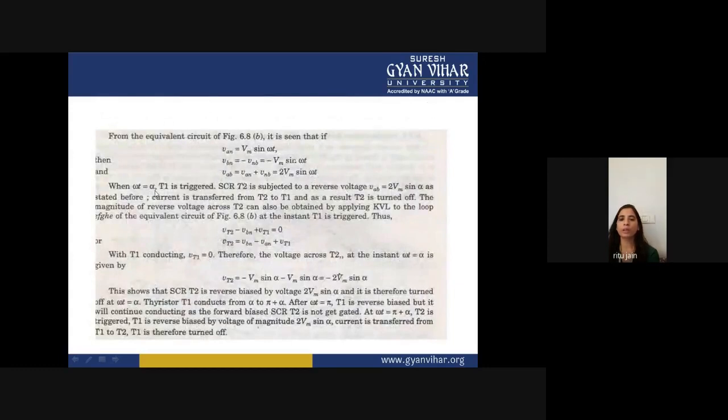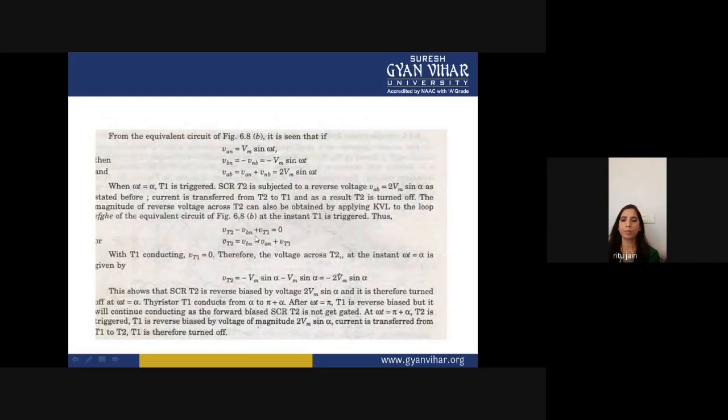So when omega t is equal to alpha, T1 is triggered and SCR T2 is subjected to a reverse voltage VAB, which is equal to 2 Vm sine alpha, as stated before. Current is transferred from T2 to T1, and as a result T2 is turned off. The magnitude of the reverse voltage across T2 can also be obtained by applying KVL to the loop in the equivalent circuit at the instant T1 is triggered.